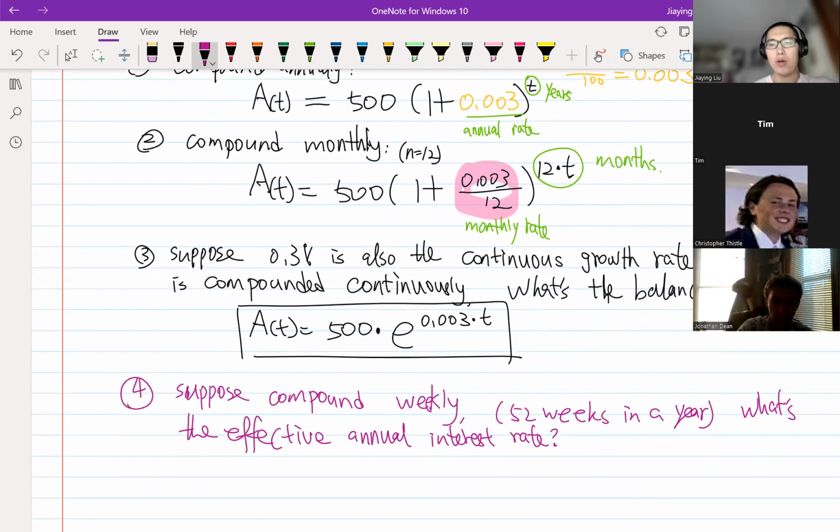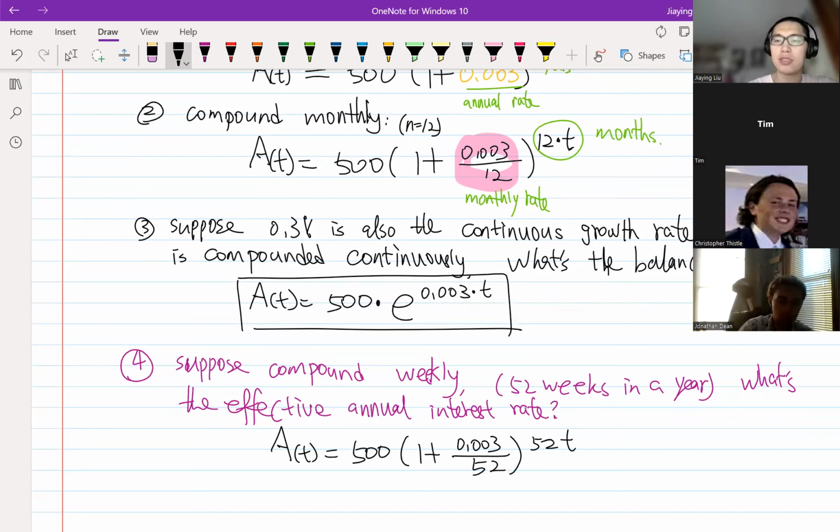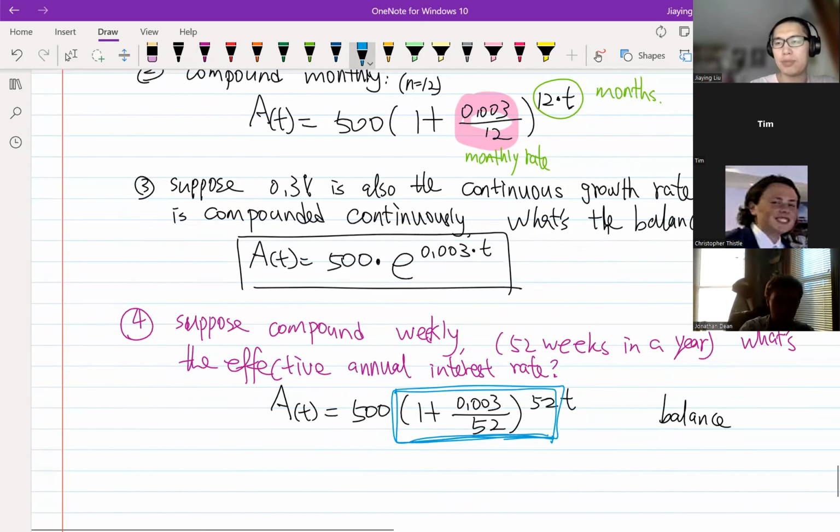Well, let me just show you from the beginning. You don't have to start this way. Suppose we're looking for the balance. We know that A of t equals the initial value 500, times 1 plus the rate 0.003 divided by the number of weeks, 52, raised to the 52t. That's the balance. But I'm not looking for the balance. I'm looking for the effective annual interest rate. So I'm going to drop the principal. I'm only going to take this part. Don't forget the exponent 52 there. So take this expression, and I'm going to subtract 1 from it.